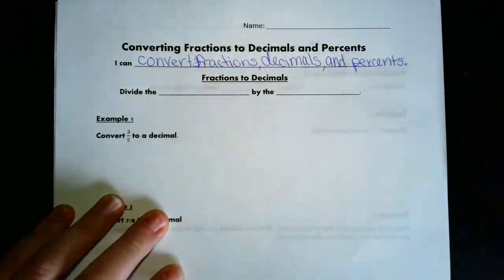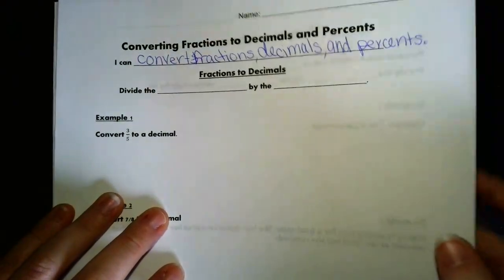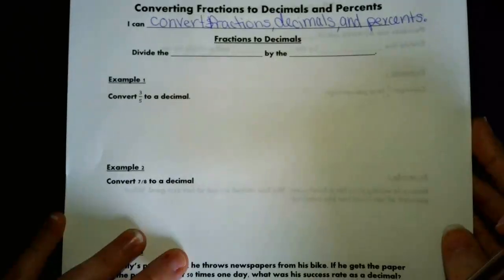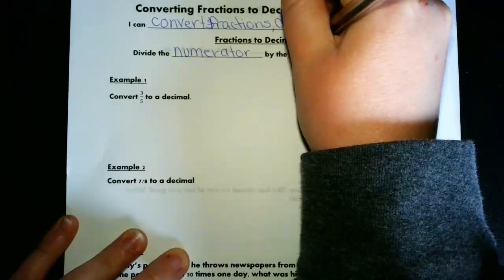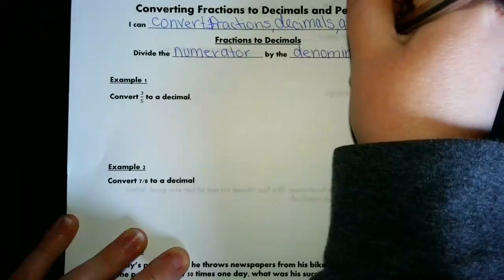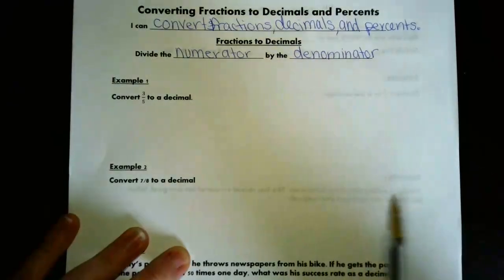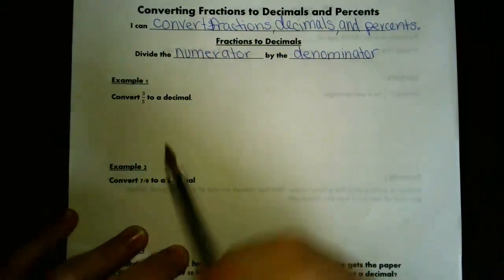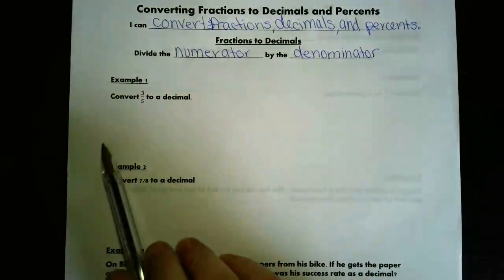We're going to start with converting fractions to decimals on the front, and then on the back we're going to do fractions to percents. So to convert fractions to decimals, you need to divide the numerator by the denominator. This is the same as dividing the top number by the bottom number. So we have 4 examples on the front, and then we'll move on to converting fractions to percents.